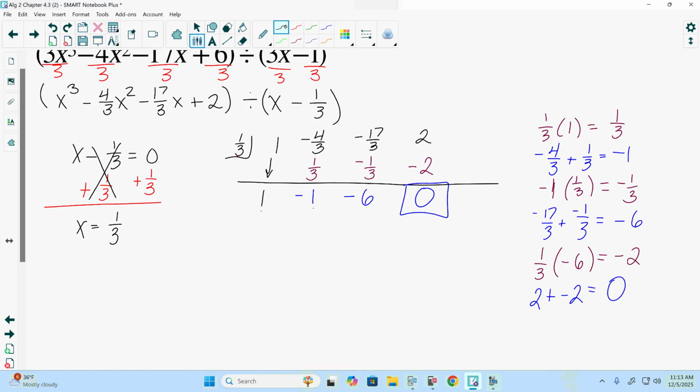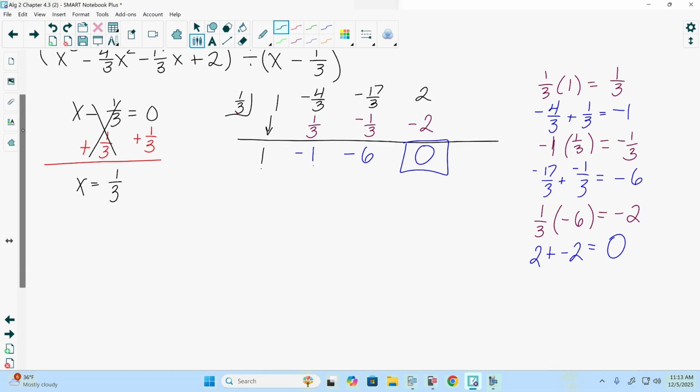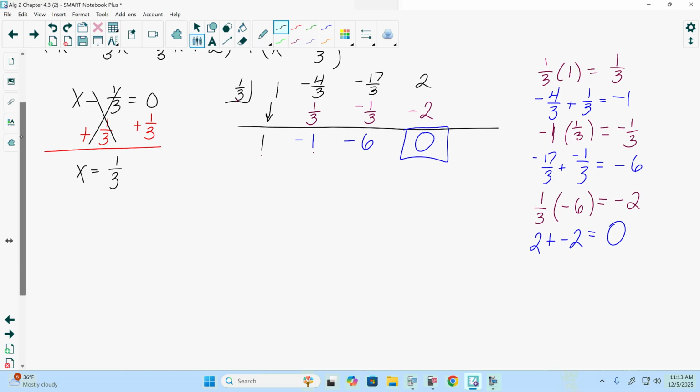This one, just like the one before, the last number is our remainder, which is 0. The 6 is our term without a variable. -1 is our term with x. And the 1 in front of it is x squared. So our final answer is x squared minus x minus 6.